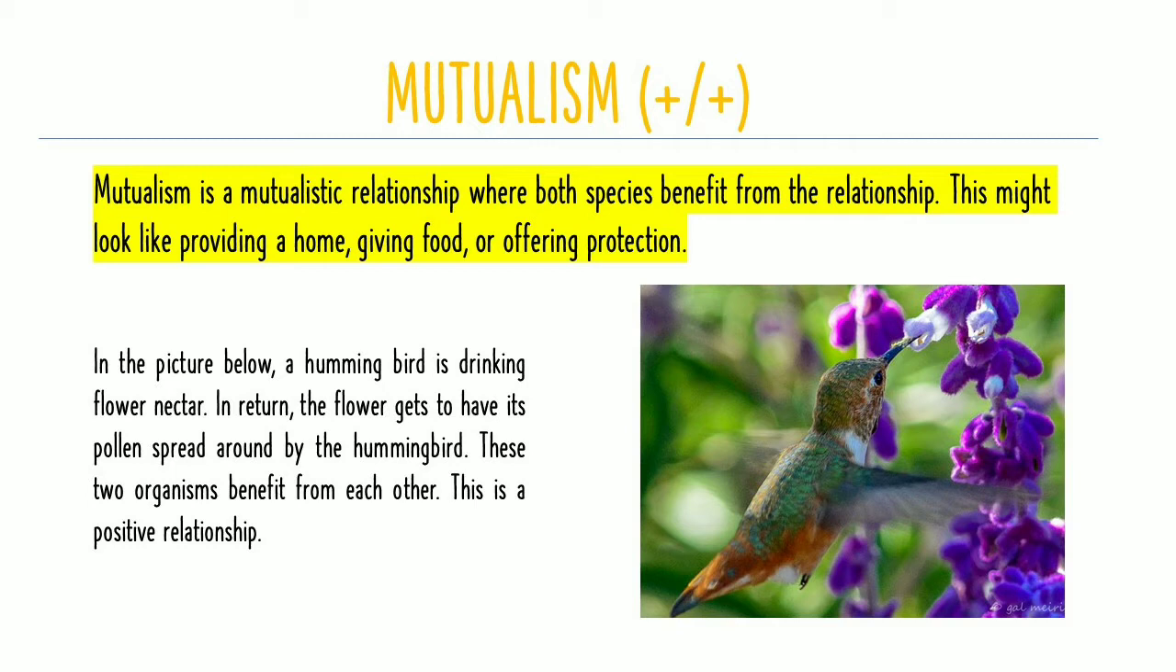Mutualism is a relationship where both species benefit. This might look like providing a home, giving food, or offering protection. In the picture below, a hummingbird is drinking flower nectar. In return, the flower gets to have its pollen spread around by the hummingbird. These two organisms benefit from each other. This is a positive relationship.